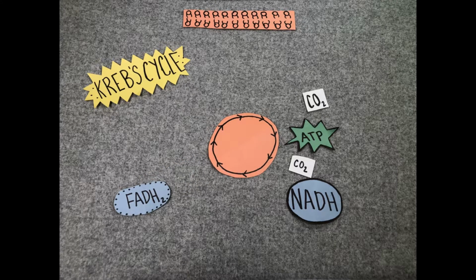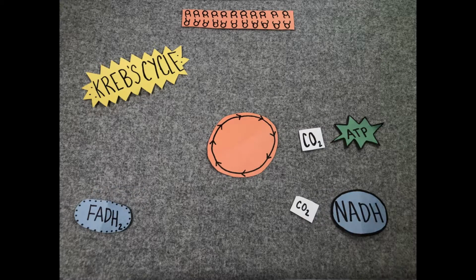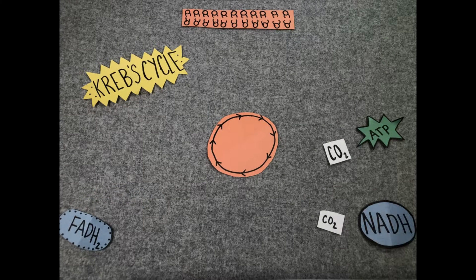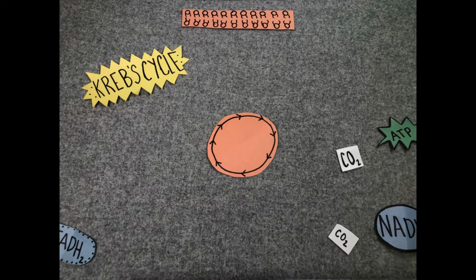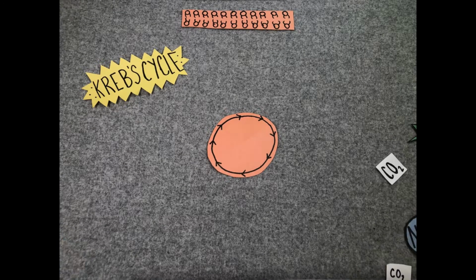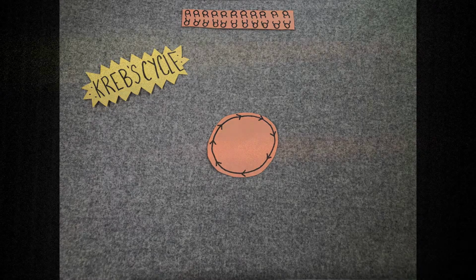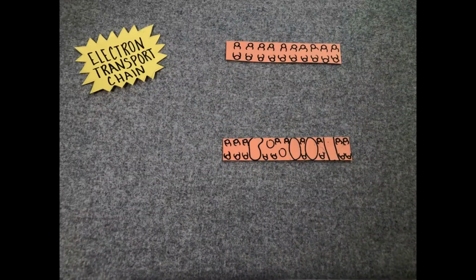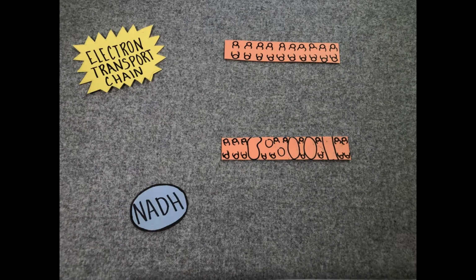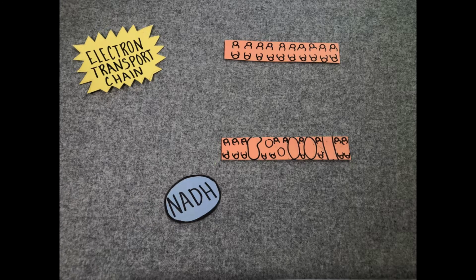These electron carriers and the ATP are all going to go over to the next step, which is the electron transport chain. The electron transport chain happens in the cytoplasm and in the intramembranous space of the mitochondria.